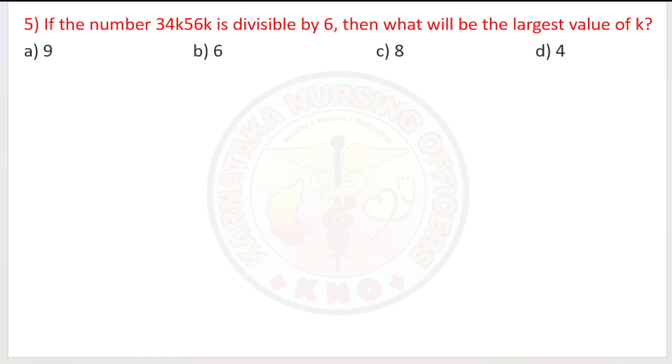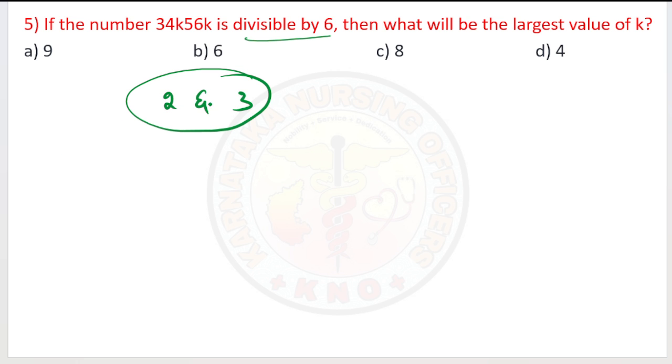And the last one, if the number 34k56k is divisible by 6, then what will be the largest value of k? And the options are 9, 6, 8, 4. So what is the question here? We have to check for the divisibility rule by 6. So what is the divisibility rule by 6? The number must be divisible by both 2 and 3.